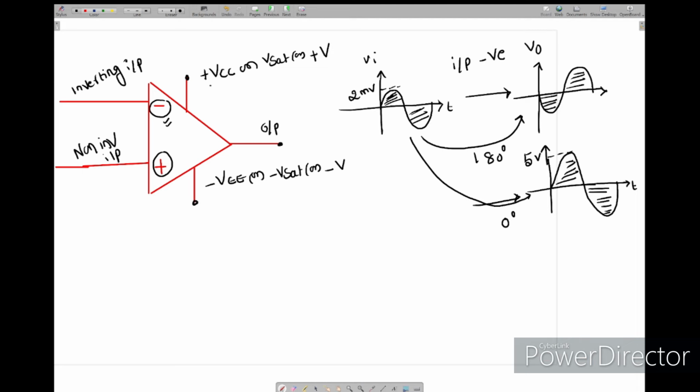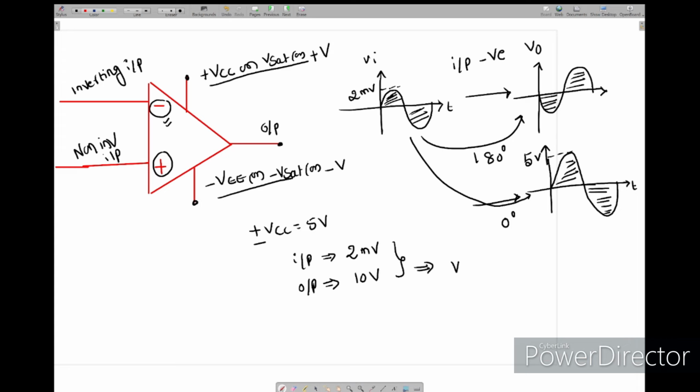And the main function of these two is the supplies. Suppose I am giving plus or minus 5 VCC, so I give plus 5 volts. If my input is 2 millivolts, after the amplifying circuit I'm getting some 10 volts. But in this case my output will saturate at only plus 5 volts because I have connected 5 volts to the VCC terminal. So what does it mean?